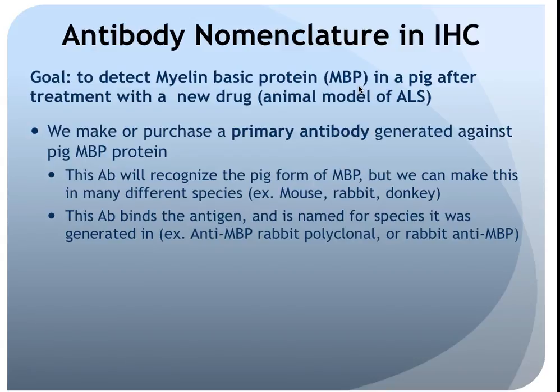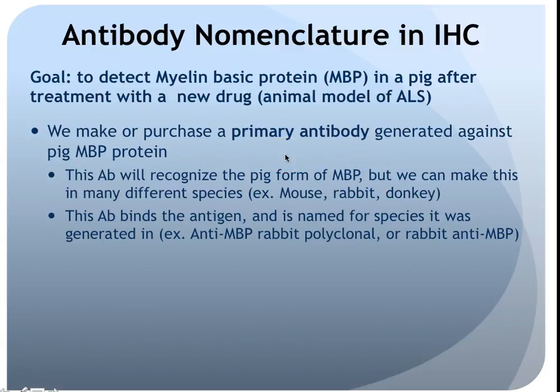Then you've got to make sure that you're getting a good one, because that can be a problem too. But the first thing we're going to do is start with the primary. Now the primary antibody, remember, that's the first one that we're going to put down, is the one that's going to recognize the pig's form of this protein, the myelin basic protein.